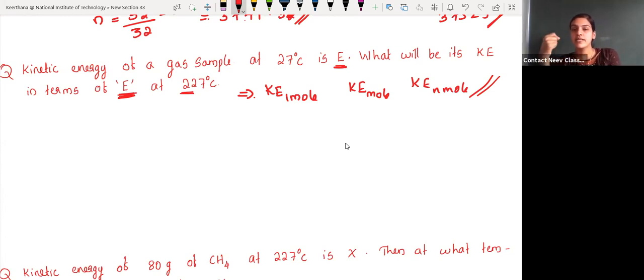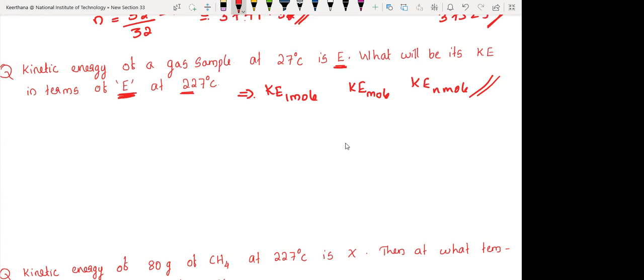If they specified that you have to calculate the kinetic energy of 1 molecule, you have to use that equation. Otherwise, you can use any of the equations. So what will be the answer? 5/3. Yes, ma'am. 5/3.